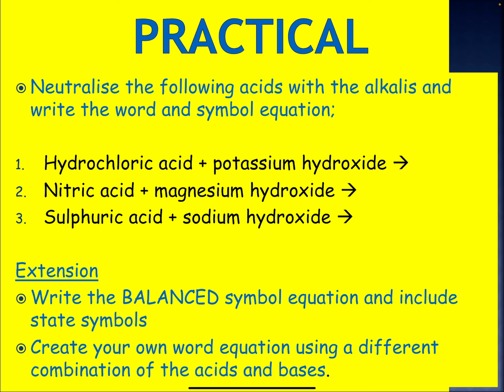Neutralize the following acids with the alkalis and write the word and symbol equations. And then there's an extension activity. Write the balanced symbol equation and include state symbols. And then if you want, you can create your own equation using a different combination of acids and bases. So you can pause the video here and have a go at these. So you need to finish off the word equation and then a balanced symbol equation and see if you can include state symbols. This activity could take you 5 or so minutes, so you can pause the video here.